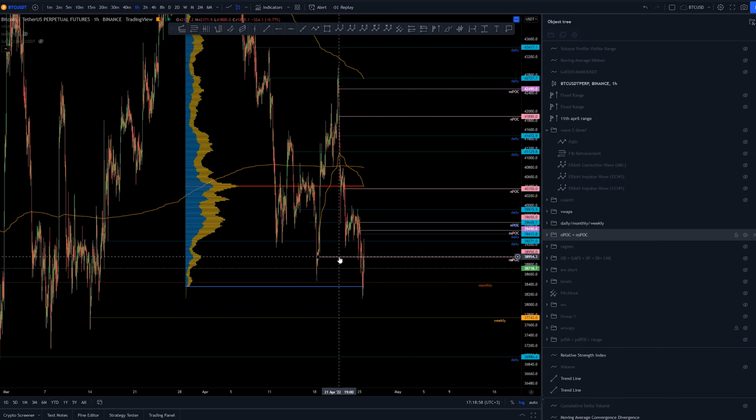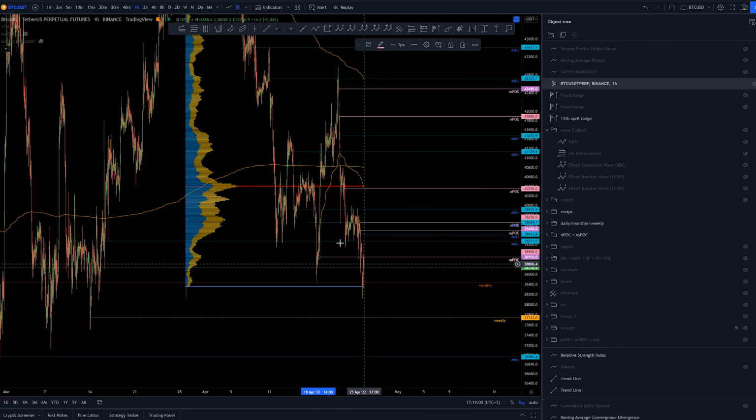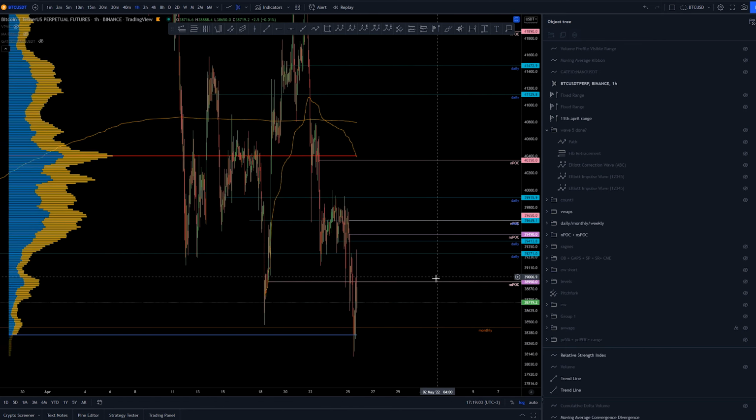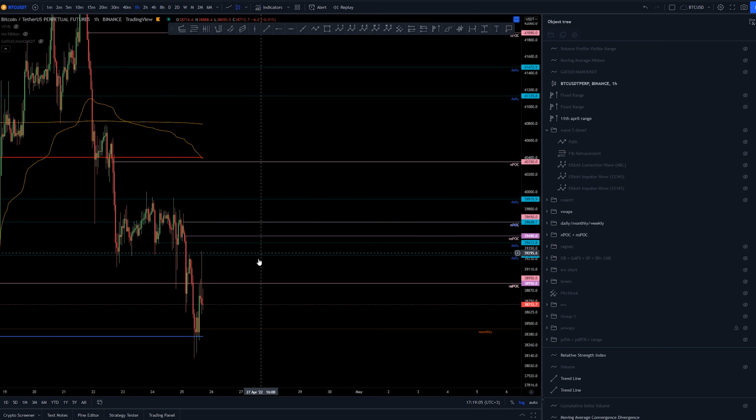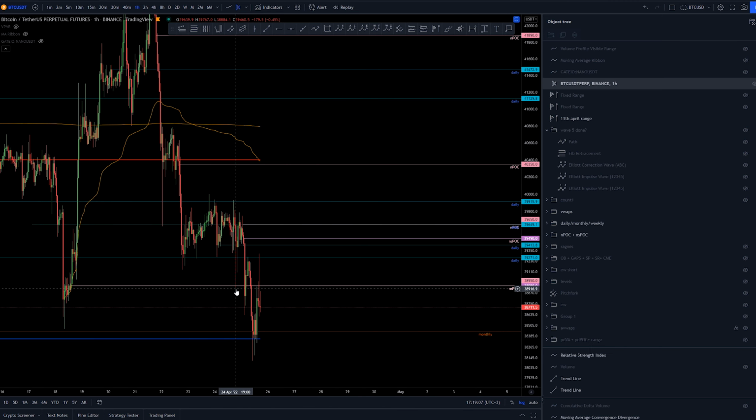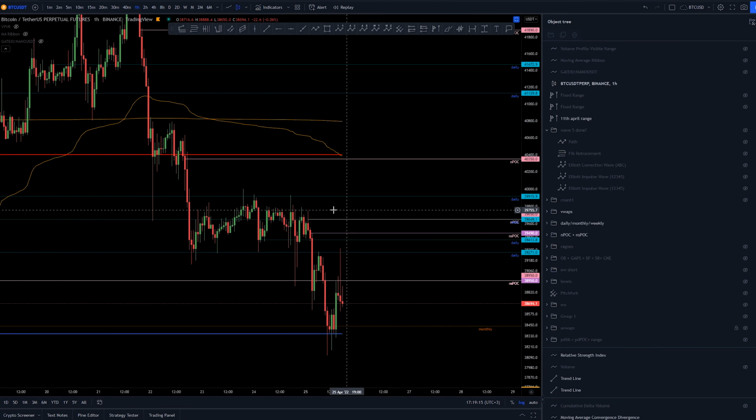But yeah, that pretty much covers it. Okay, there was actually another naked point of control here that was giving us a nice bounce here as well on the weekend. I didn't catch this one. I wasn't trading at that time. I caught, was it this one?